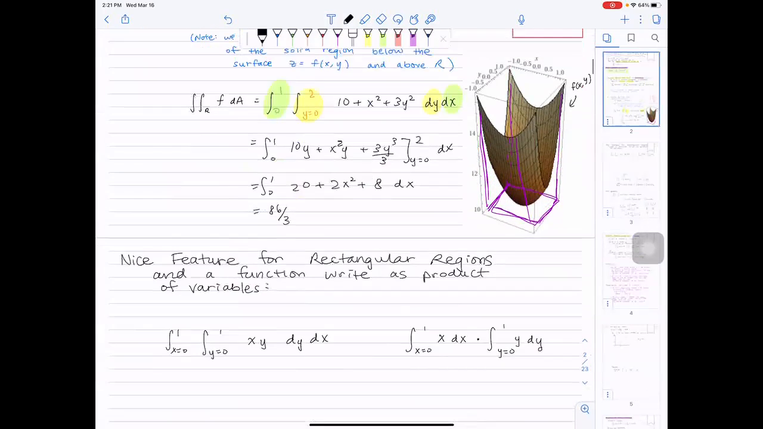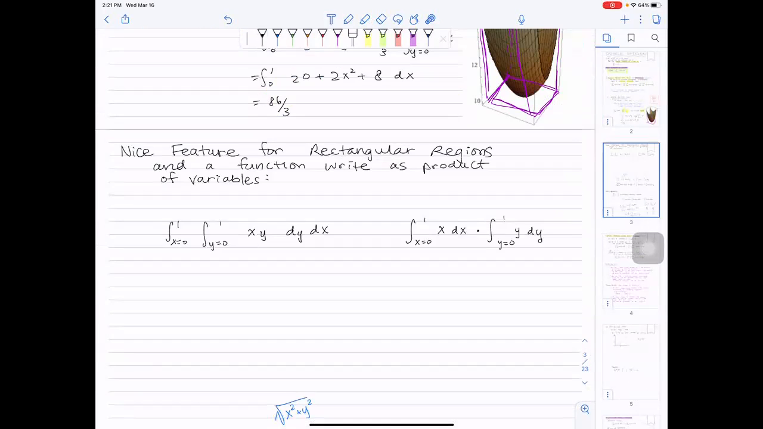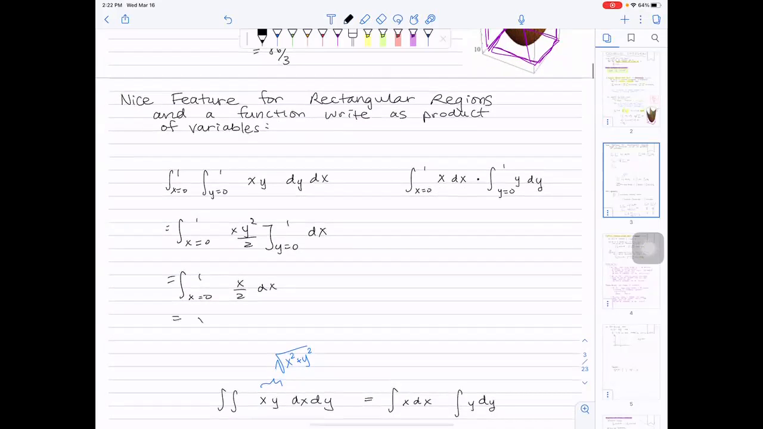Okay, so a nice feature about the rectangular regions is that, let's work out an example. On the left side here, we have this double integral of xy dy dx. We can compute this integral. So the integral with respect to y would be xy squared over 2. We plug in 0, 1, dx. We get this integral, x over 2 dx. We get x squared over 4 from x equals 0 to 1, and we get a 1/4.